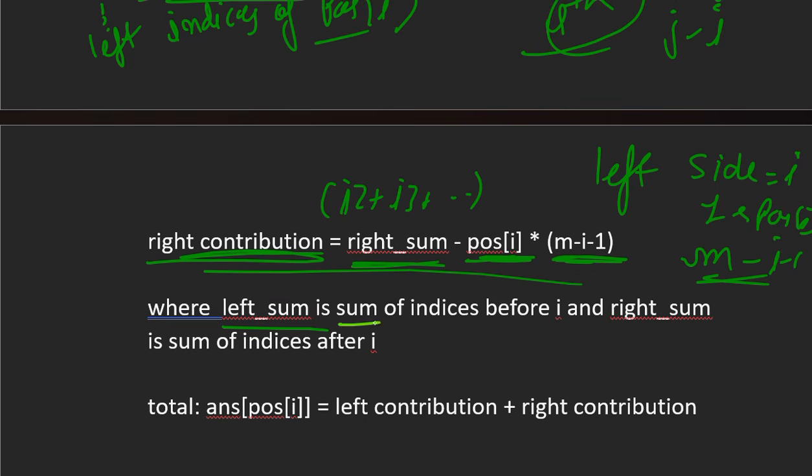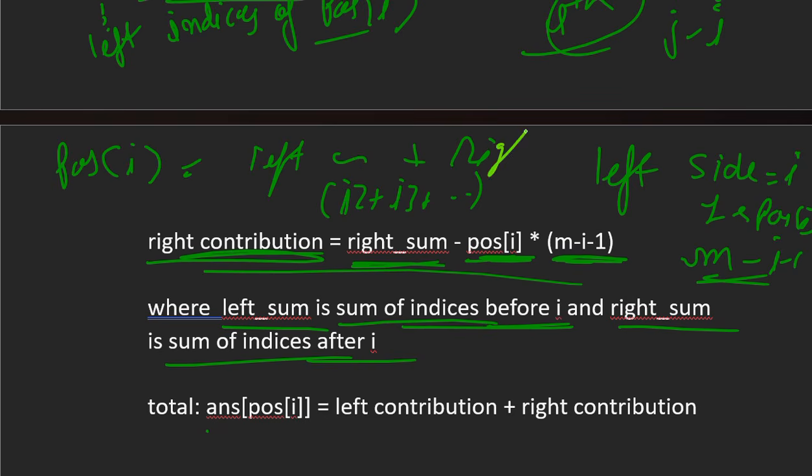Now left sum is the sum of indexes before i in the group, and right sum is the sum of indexes after i. The total answer for position of i will be the left contribution plus the right contribution.